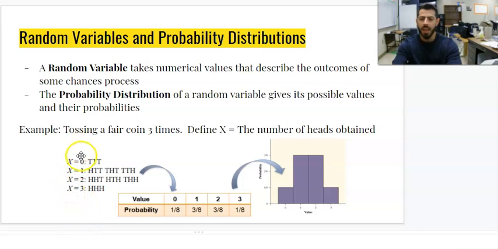So the random variable X can equal 0, 1, 2, or 3. The probability that X equals 0 is 1 out of 8, because there are 8 total outcomes here. The probability that X equals 1 is 3 out of 8. The probability that it equals 2 is 3 out of 8. And the probability that it equals 3 is 1 out of 8. And we can graph this using a simple histogram style graph, or we could leave it as just this table giving us the value and the probability. And that is a probability distribution for a random variable.